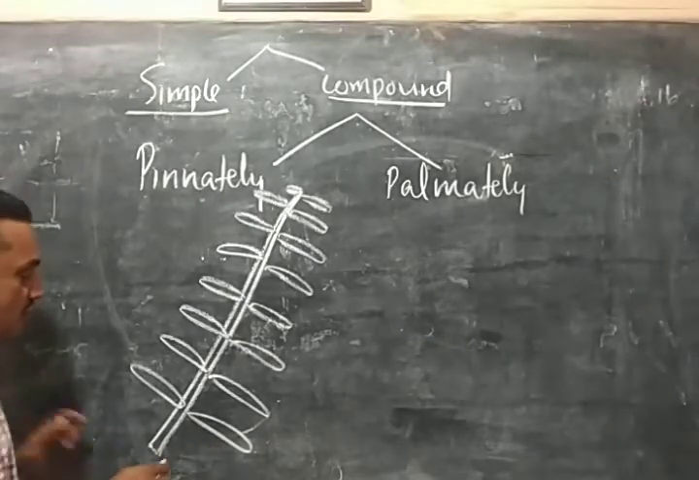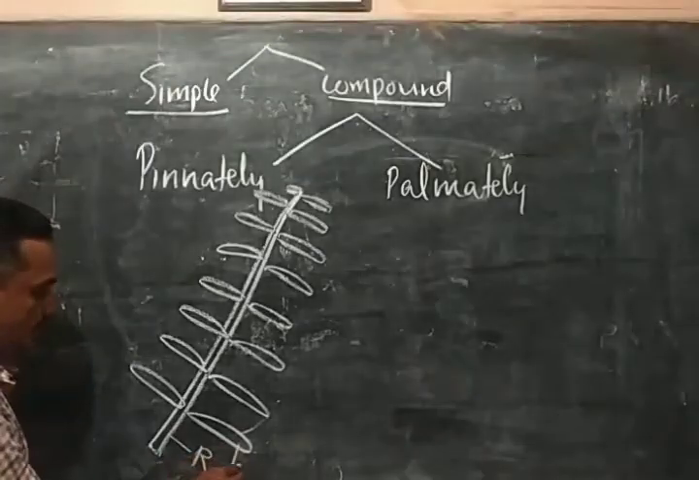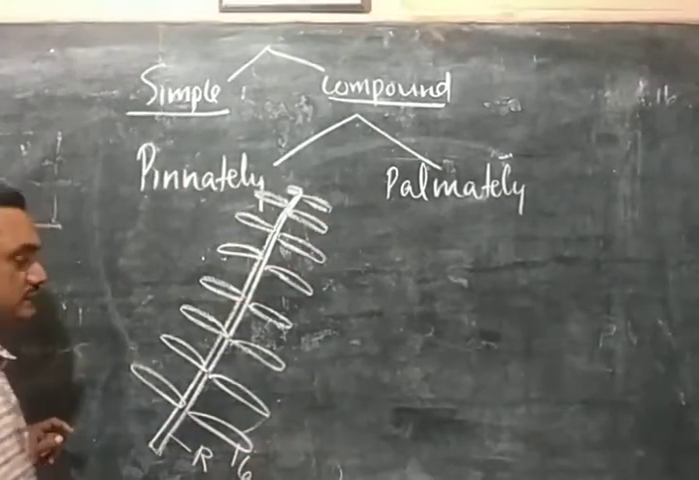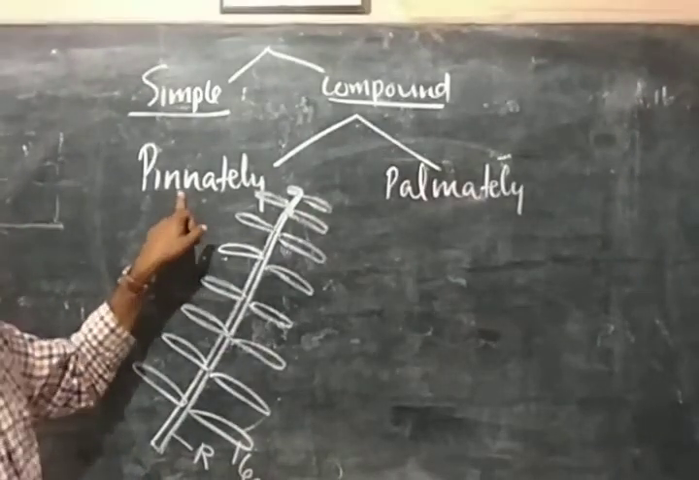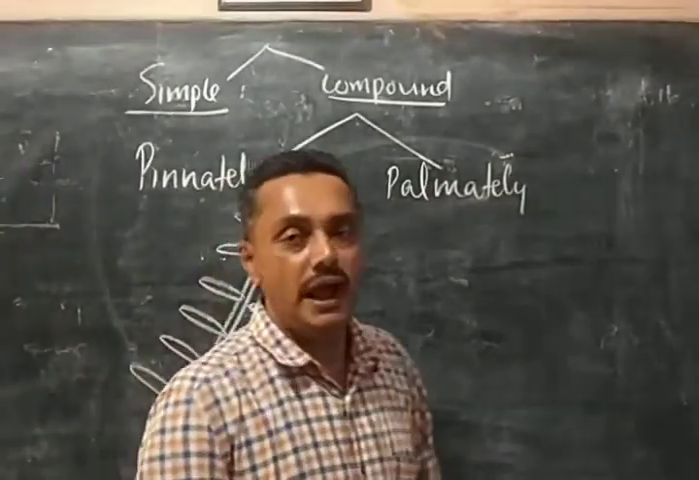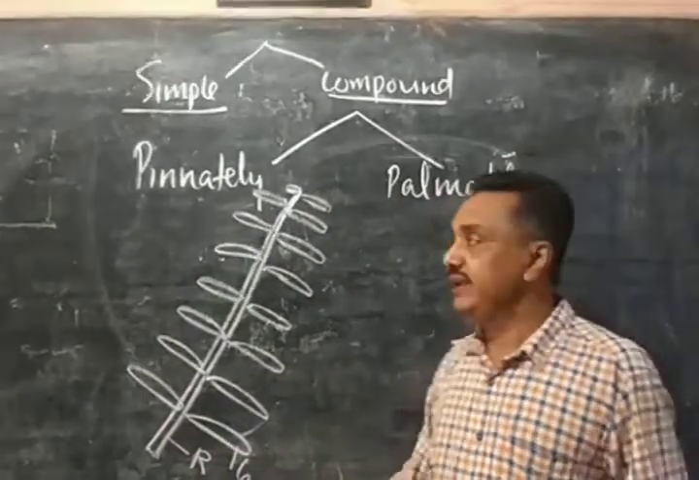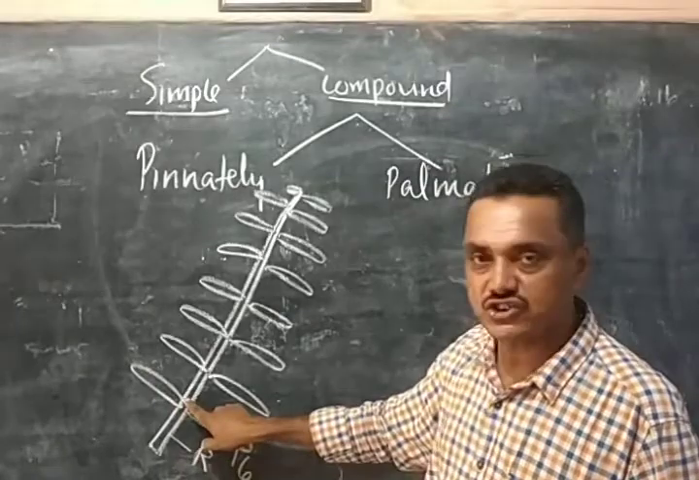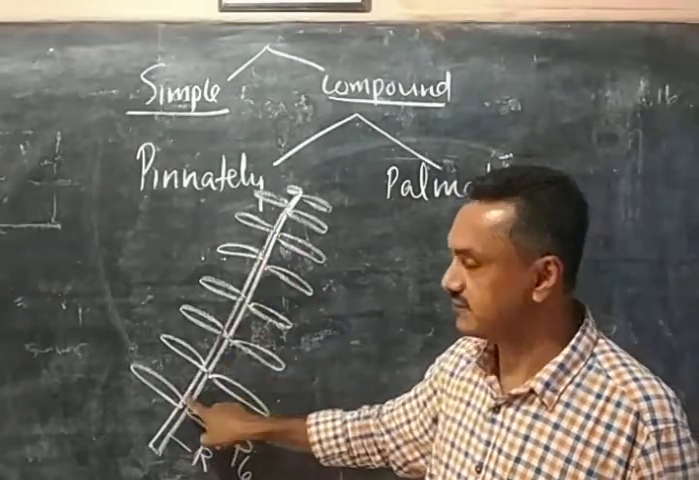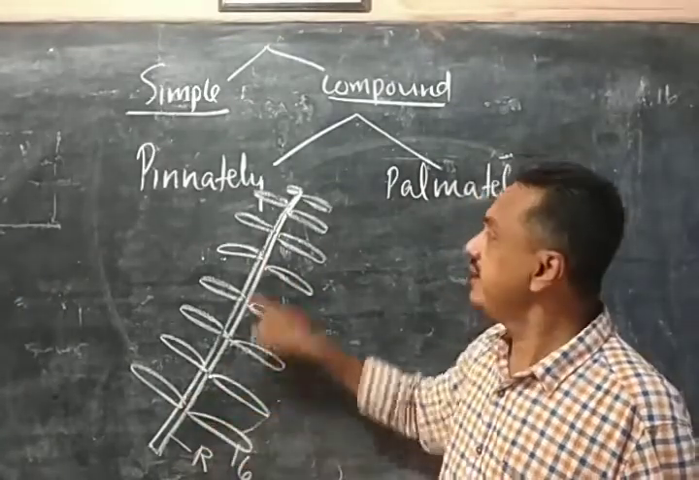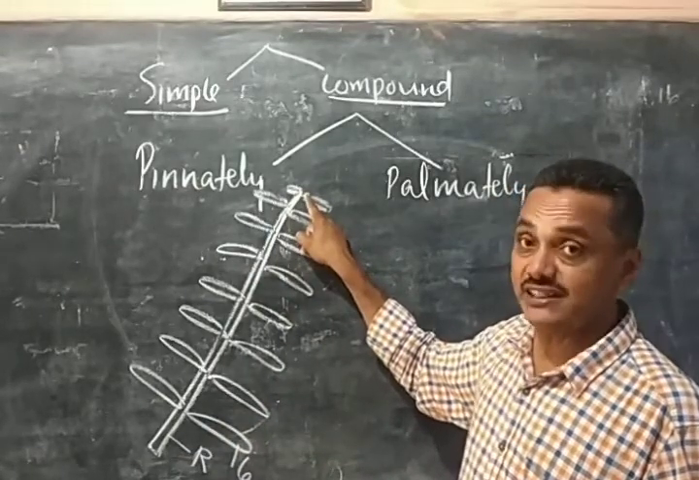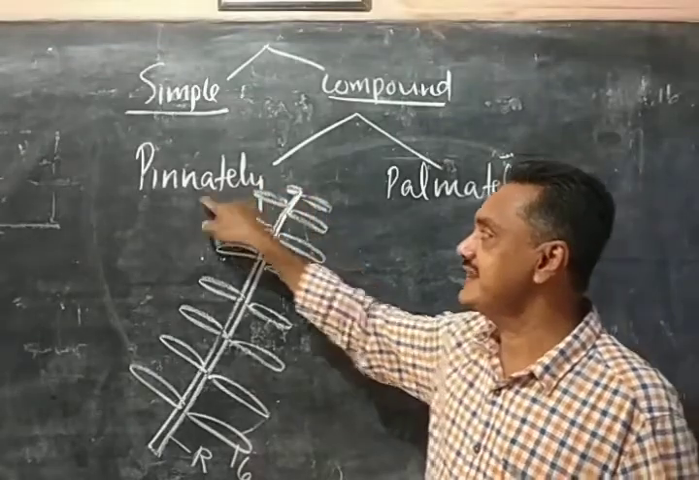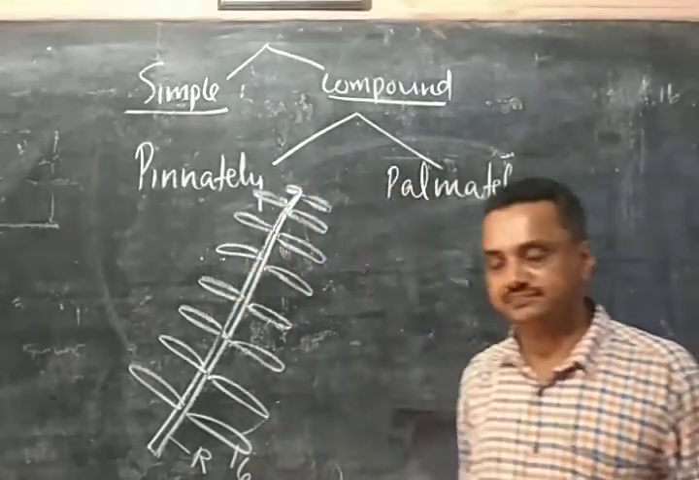This is called the rachis. This is called a leaflet. This is the total leaf. Pinnately compound leaf, arranged like a feather. Leaflets are arranged from the base of the rachis to the tip of the rachis like a feather, as in tamarind, as in coconut. It is called a pinnately compound leaf.